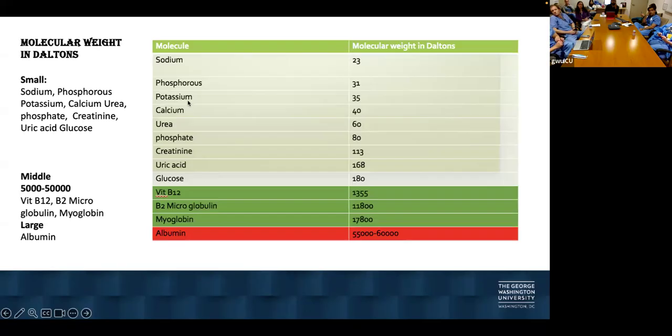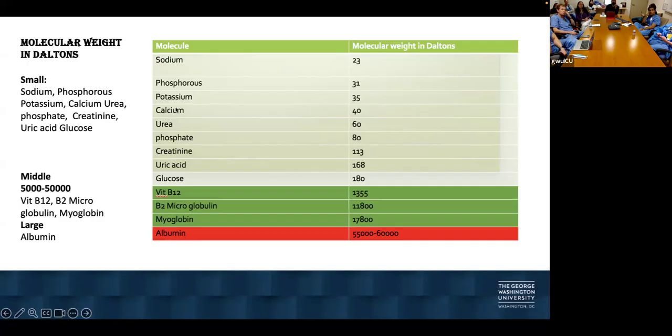So these are small molecules that we remove quickly, all of them with a sieving coefficient of 1 or below. So all these, sodium, phosphorus, potassium, they always get it. It should be CVH or CVHD on those patients with hyperkalemia. It doesn't matter. Both of them are okay.